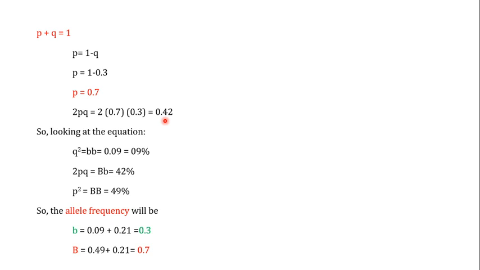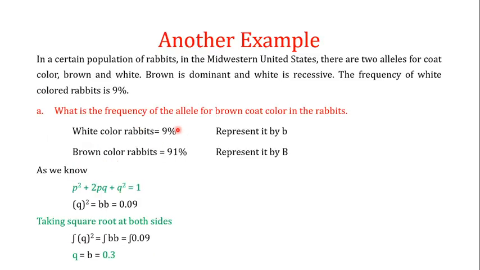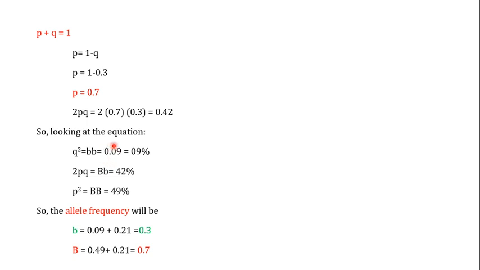Now if you talk about the genotypic frequencies, the q square, which is represented by the small b and the small b, makes up 9% of the population, or 0.09 out of 1. All of these rabbits will have a white coat color. The 2pq will be represented by the capital B and the small b. This is the heterozygous condition, where brown is dominant over white, so these rabbits will have the brown coat. The value of 2pq is 42%.